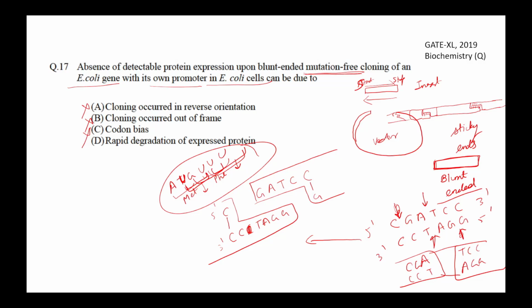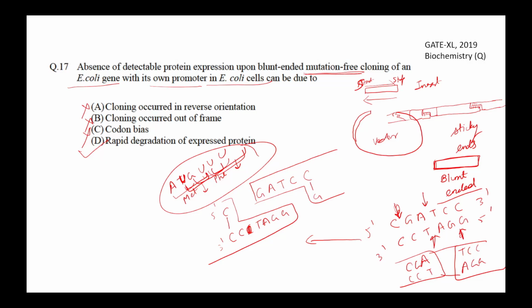The fourth option is rapid degradation of the expressed protein. So it is saying that cloning has been done, maybe in the correct orientation. It is a mutation-free cloning. It is not due to codon bias. The protein is being expressed, but as soon as the protein is formed, it is degraded. So that is a possibility, that even though the protein is formed, it is degraded, and because of that we are not able to detect the protein expression. So this is the correct possibility to explain this phenomenon.